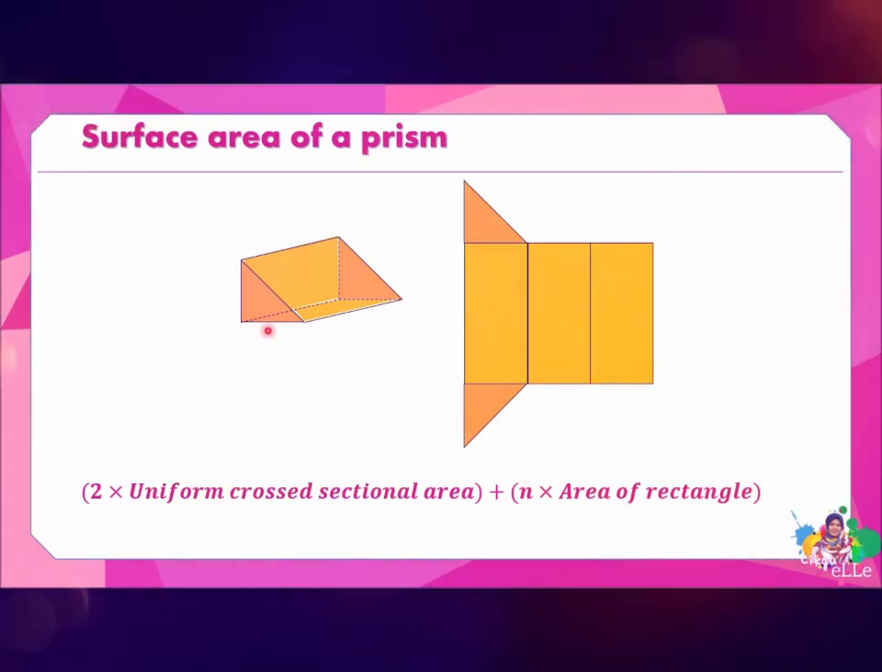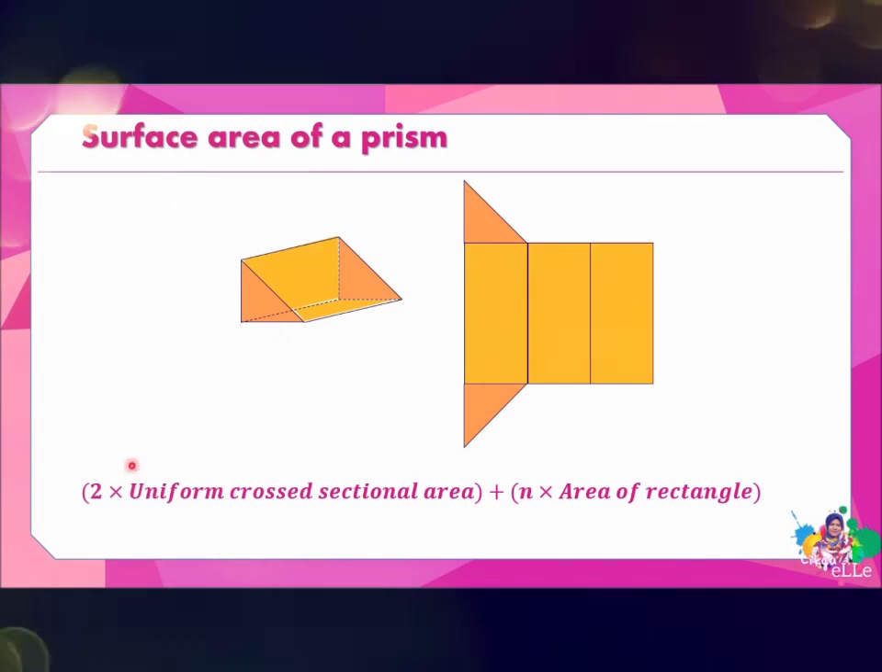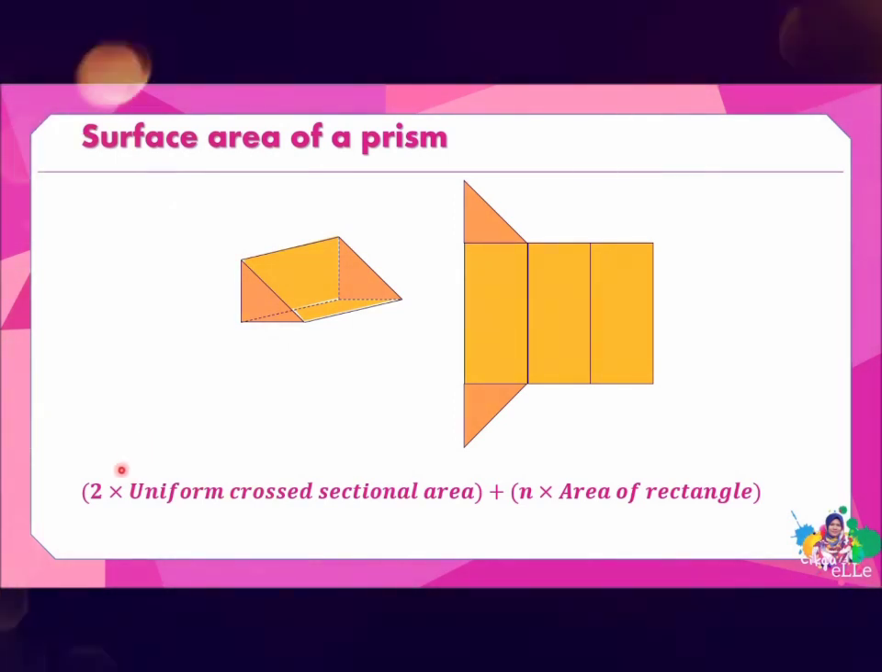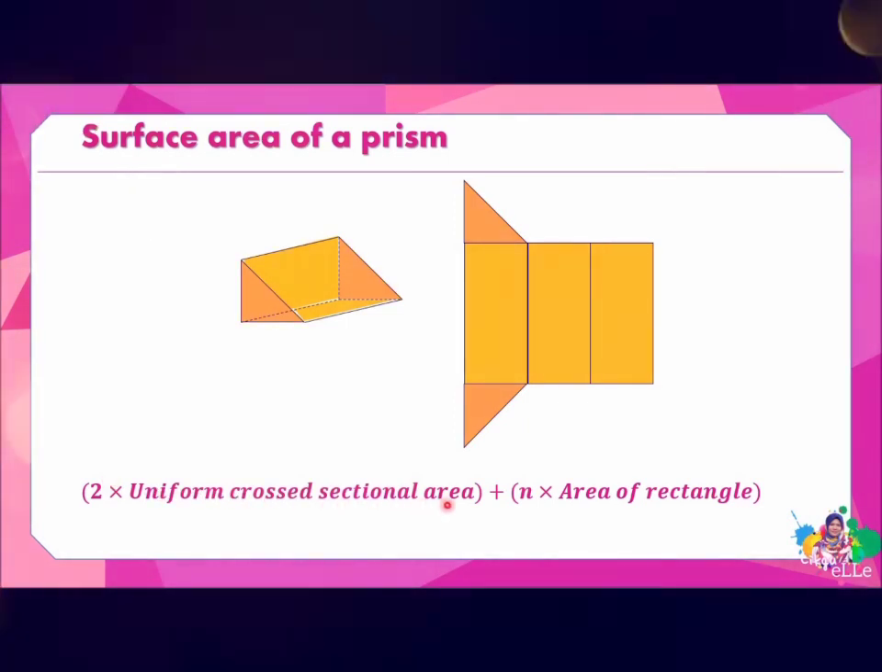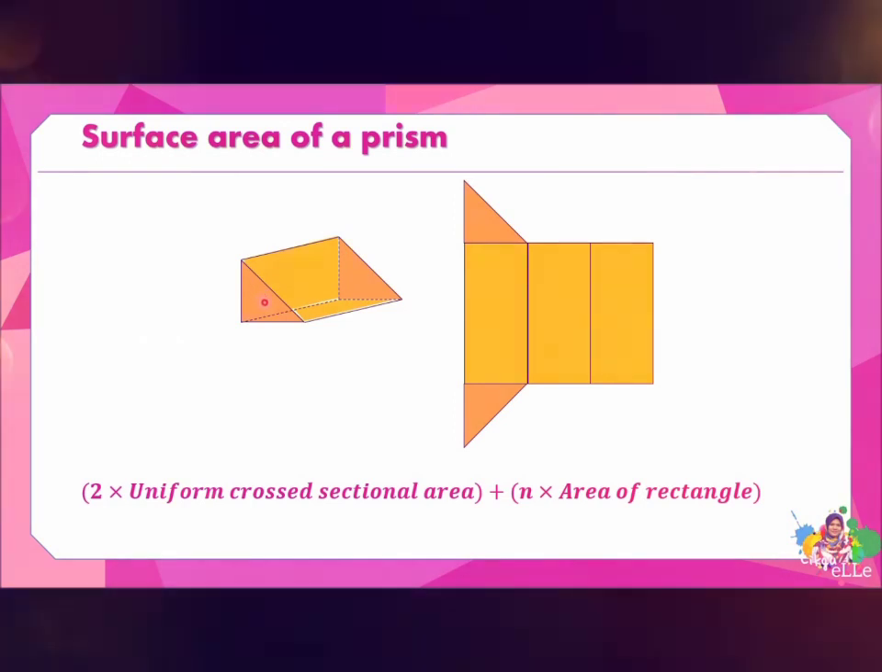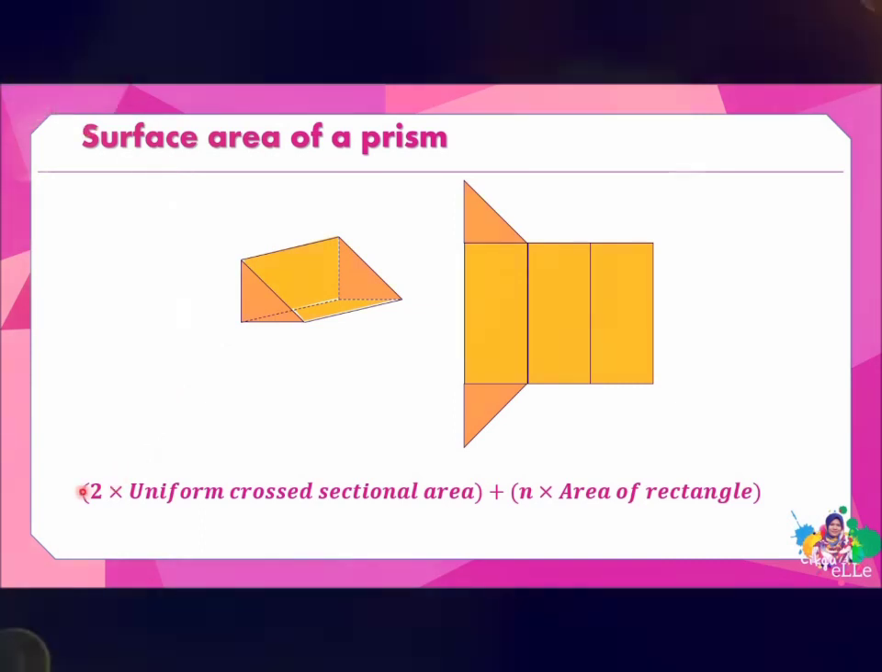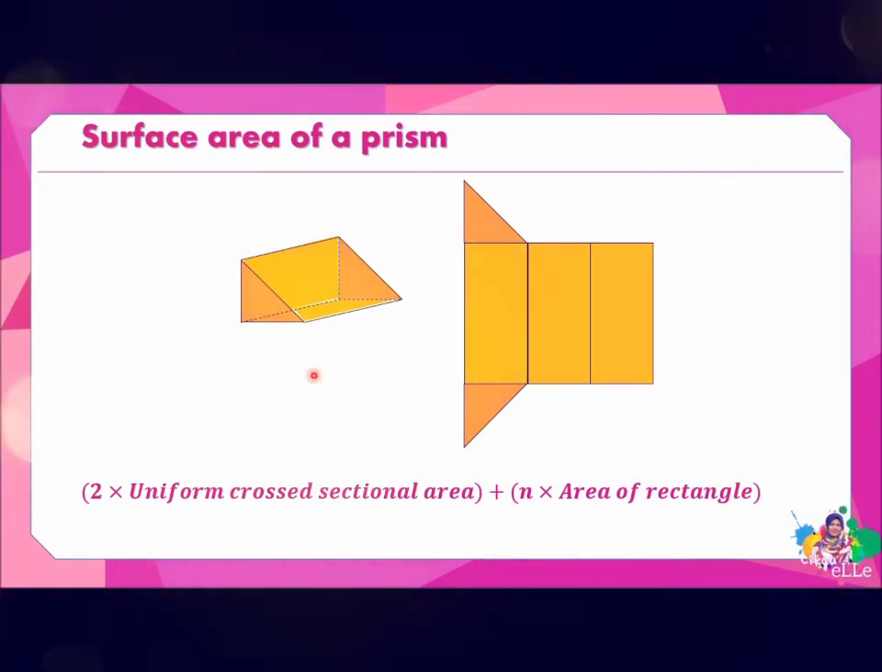Now look at the surface area of a prism. To find the surface area of a prism, you have to find the uniform cross-sectional area. In this example I gave you, it is a triangle. Therefore, you have to find this area by using the triangle formula, multiplied by 2 because it has 2 congruent faces here. And then you add the area of the rectangles.